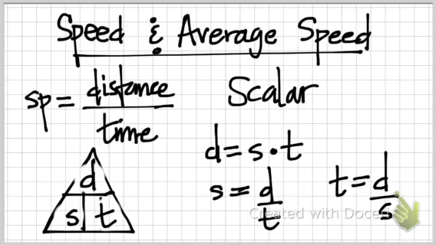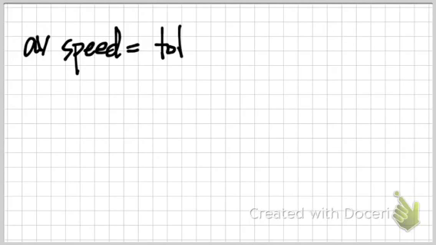So once you've determined what your variables are, you plug them into whatever formula is applicable, and then you go ahead and solve for the math and get the correct unit. Now, average speed seems like it might be a little more difficult, but truthfully, it's not. For average speed, all you're going to do is you're going to take the total distance.